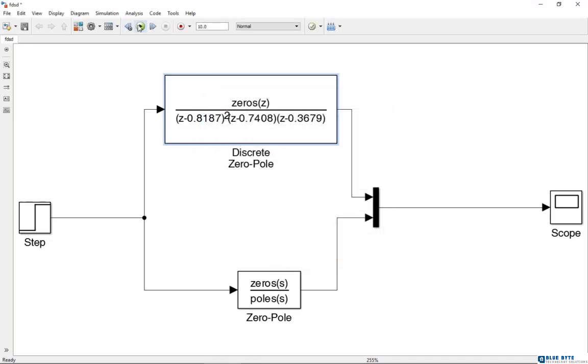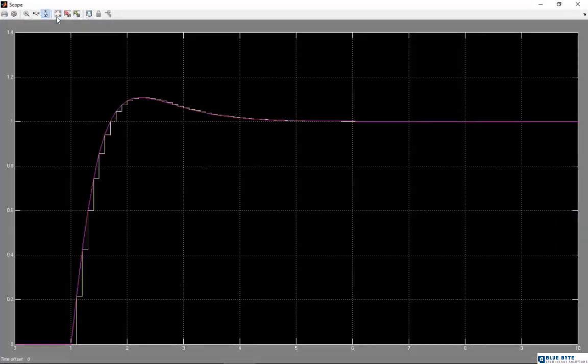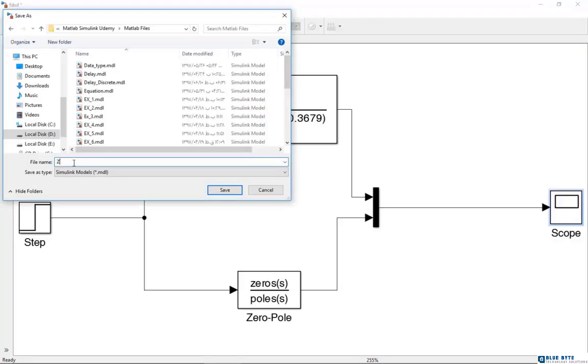I set the two blocks. I set the sample time 0.1. Now the simulation of two systems is the same, and the discrete mode is changing by 0.1 sample times. Okay, I save it as zero pole discrete.